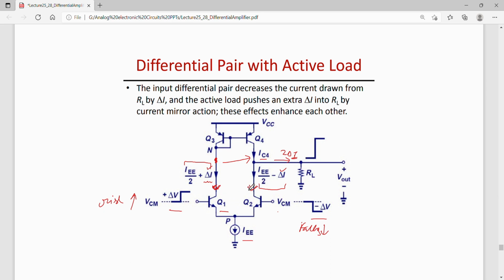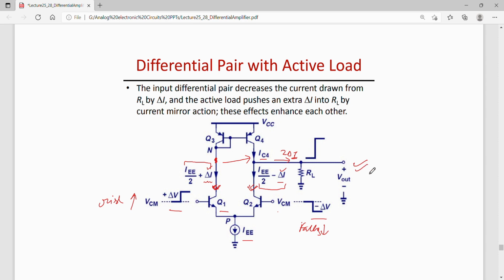Now the role of this differential pair, we are saying, is that it is trying to decrease the current which can go into RL by delta I, but then the current mirror circuit at the load is pushing an extra delta I into this RL. So this actually enhances my output.